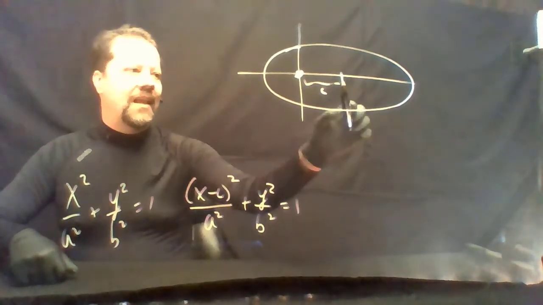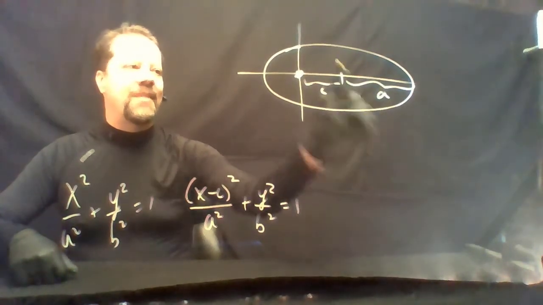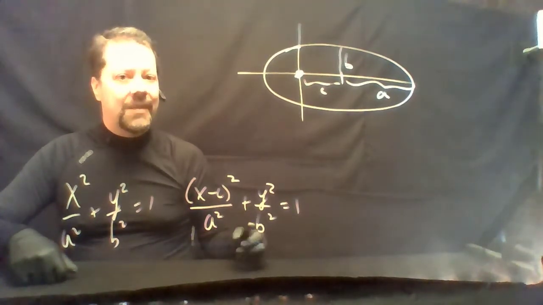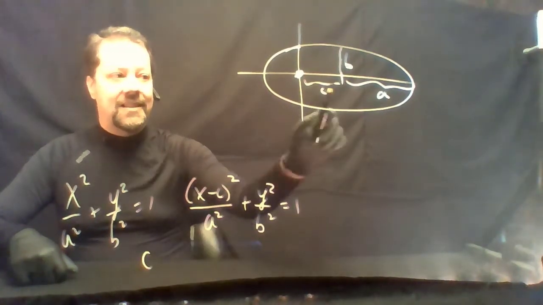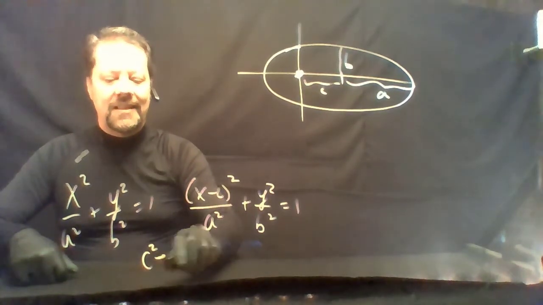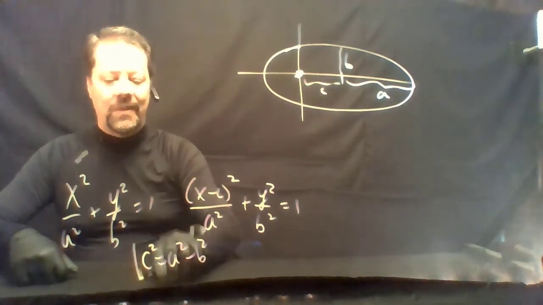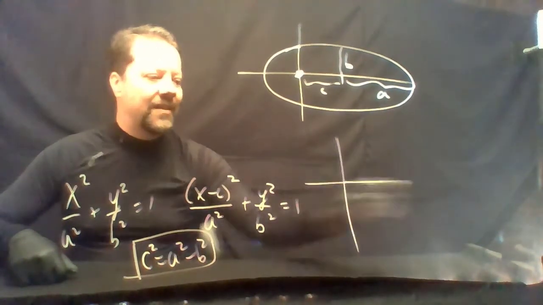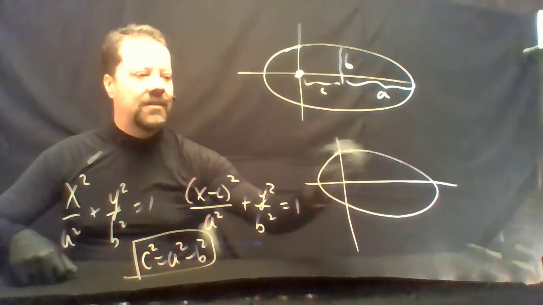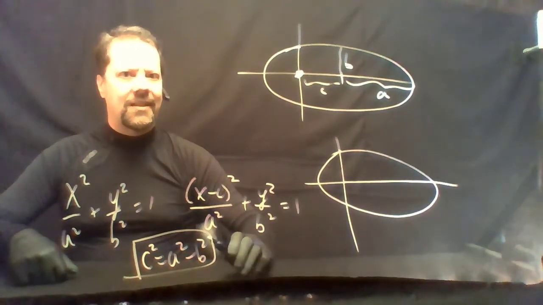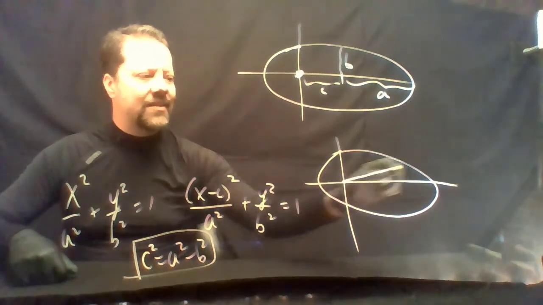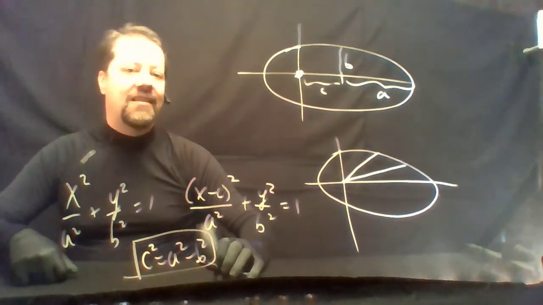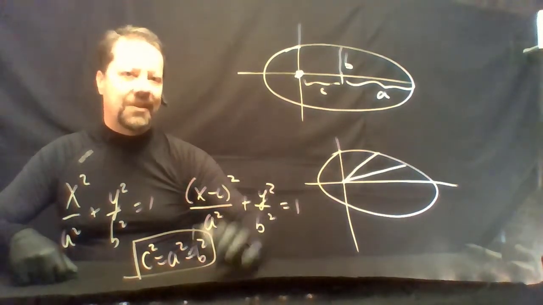For ellipses, a is the length of the semi-major axis and b is the length of the semi-minor axis. There is a relationship between those two and the distance to the focus. C squared is a squared minus b squared for ellipses. So here's the deal. Johannes Kepler noticed, published I believe in 1609, that planets sweep out equal areas in equal times and their orbits around the sun are elliptical.